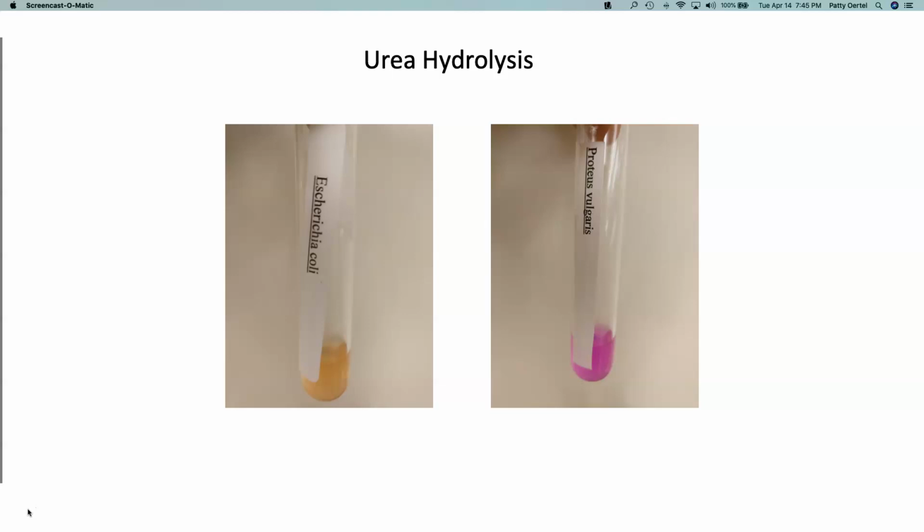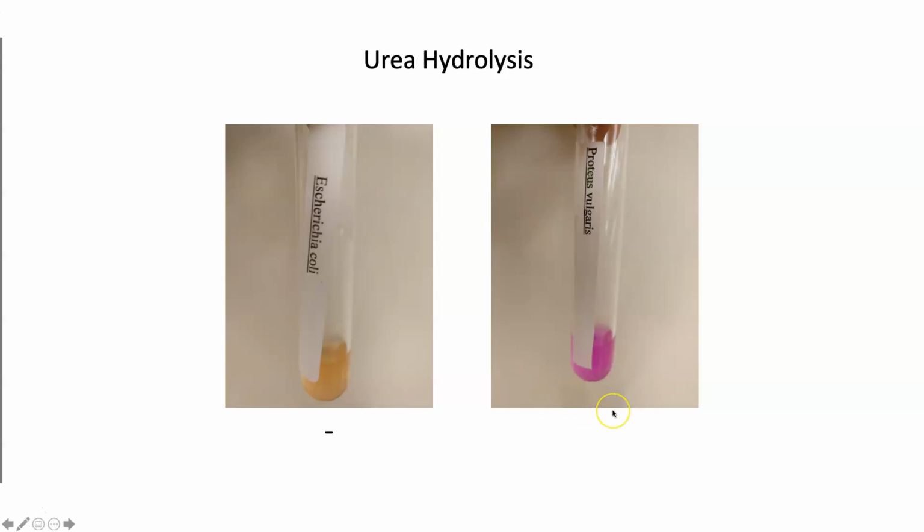So what will a positive reaction or a negative reaction look like in the urea hydrolysis test? Well, we have to think back about what this enzyme urease does. Urease is an enzyme that's going to break down urea, and in the process, what does it do? It releases ammonia. Here we see E. coli. E. coli is going to remain yellow, or it changes to yellow. Sometimes even if it doesn't change color, we say that this is a negative reaction.